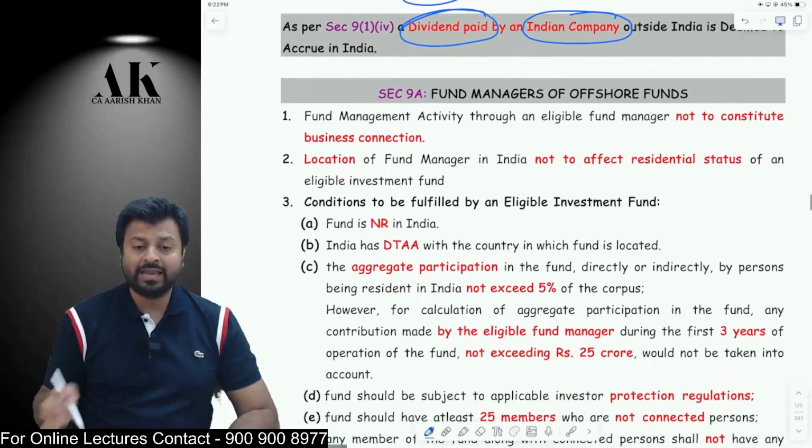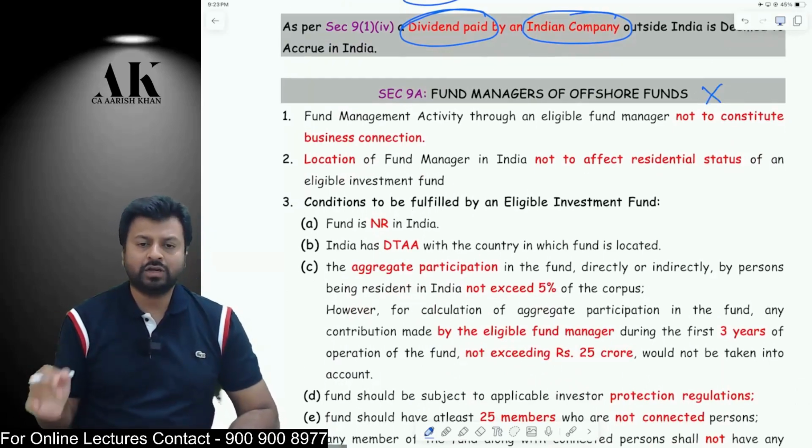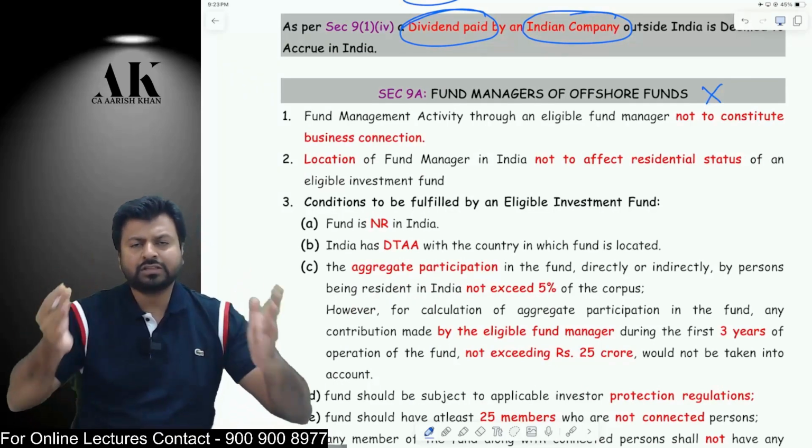That is section 9A, which is fund manager of offshore fund. Not a very important section for the exam, but still it is my duty to address each and everything with a disclaimer of what is important and what is not important. Now, what is a fund manager of an offshore fund?